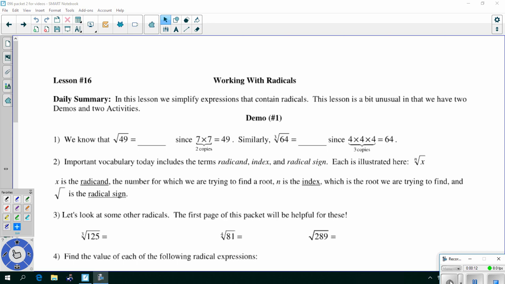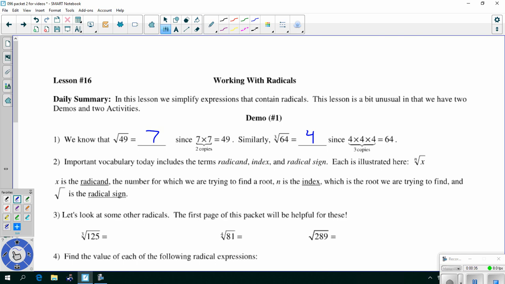We know that the square root of 49 is 7, since 7 times 7 is 49, and that's 2 copies because it was a square root. Similarly, the cube root of 64 is 4, since 4 times 4 times 4, 3 copies of that number, equals 64. Important vocabulary today includes the terms radicand, index, and radical sign.